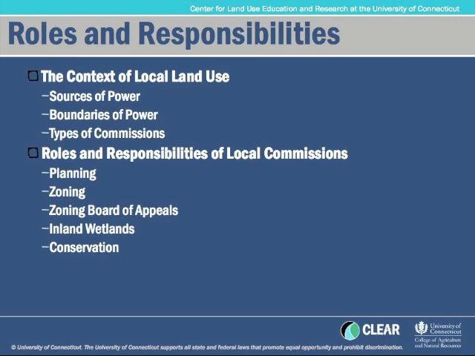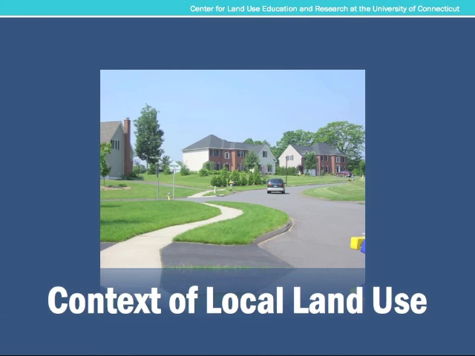We focus on five during the workshop: planning, zoning, zoning board of appeals, inland wetlands, and conservation. There are many more, obviously, but those are the key five that we'll be focusing on. And then finally, at the end, I'll talk about some other issues that relate to all of the commissions, and just good ways of operating. So let's go ahead and jump into this first part, the context of local land use, and talk about why you're doing what you're doing.